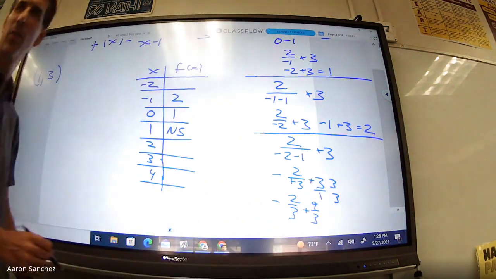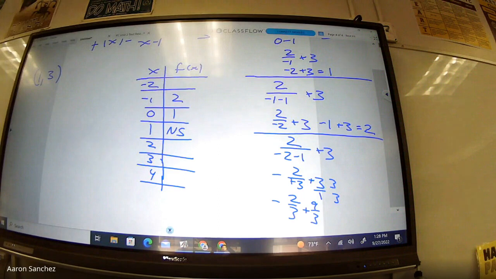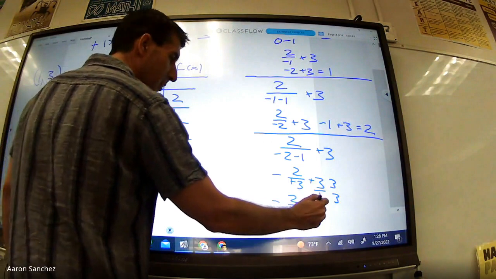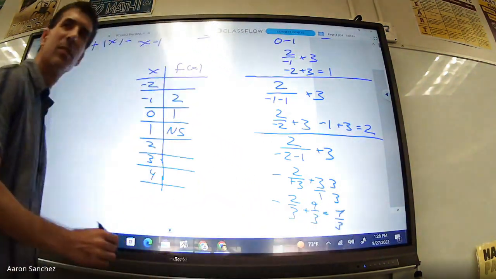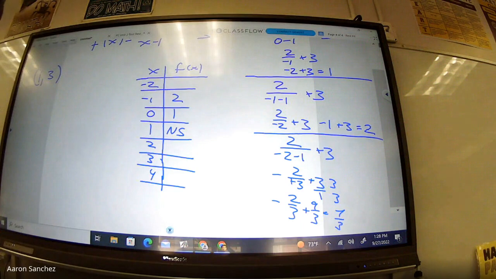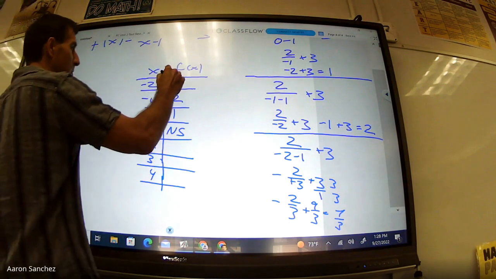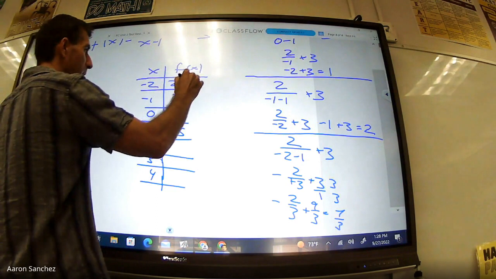Is that too fast for anyone? You guys need to stop me and ask questions. So -2 plus 9 is 7 thirds. And then you could write this as your answer, but I want to graph it. So how many times does 3 go into 7? 2 times with the remainder of 1.